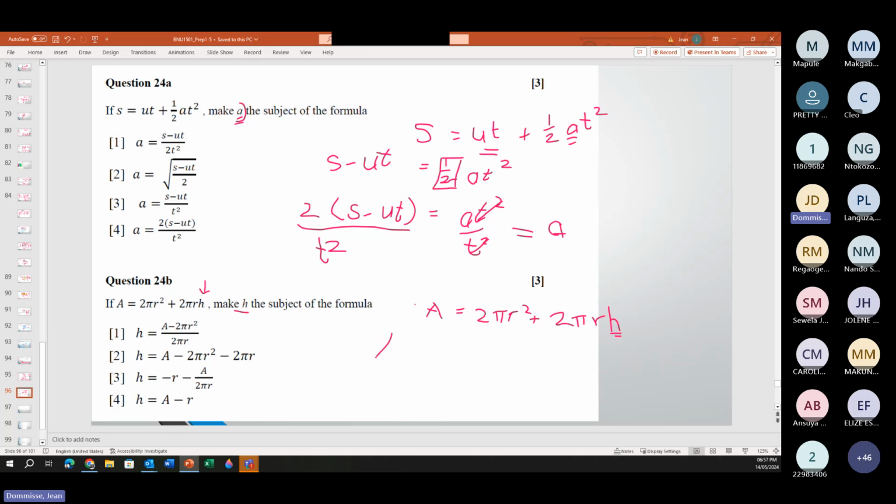Let's first take this part to the left-hand side, so subtract on both sides. That is your first step. You need to get H isolated. Then I will divide that by 2 pi radius, because H is being multiplied by that. So you sit with A minus 2 pi radius squared, divided by 2 pi radius, which is option 1.